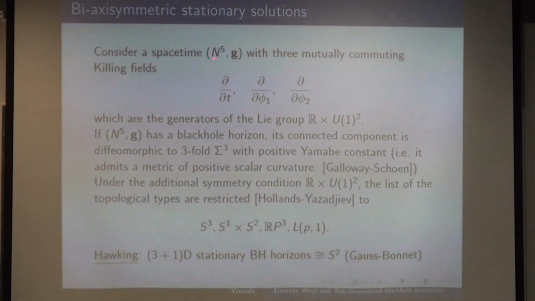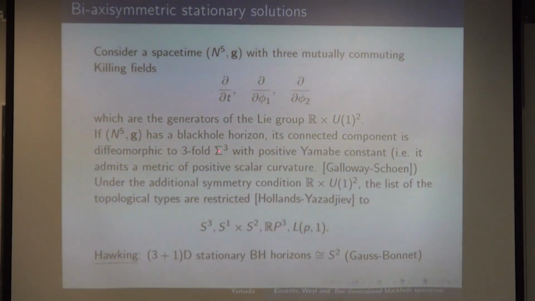But in 4 plus 1, what's interesting is that Galloway and Schoen have shown that under the vacuum Einstein equation, or actually a much more general situation, the three manifold... So this is a two manifold. The black hole horizon is two-dimensional, but in five dimensions this cylinder is one dimension up. So if you take the section, it becomes a three-dimensional manifold.